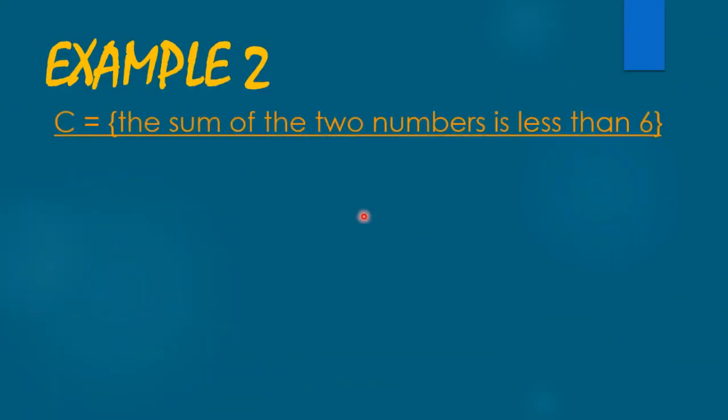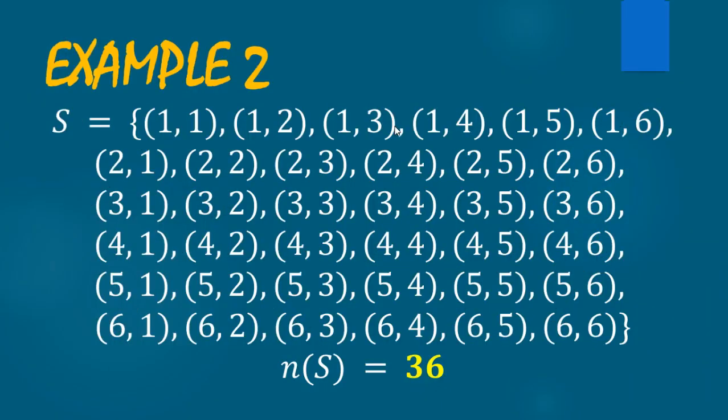And the next, the event C is the sum of the two numbers is less than 6. So going back to our sample space, we'll have 1 1, 1 2, 1 3, 1 4, because the sum of these numbers, 1 plus 1 is 2, 1 plus 2 is 3, 1 plus 3 is 4, and then 1 plus 4 is 5. They are less than 6. So we cannot take 1 5 because this is already equal to 6. We also cannot take 1 6 because that is more than 6.